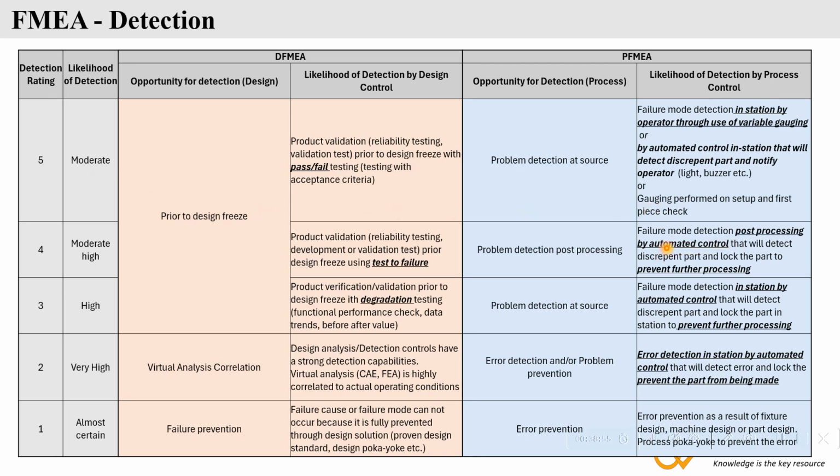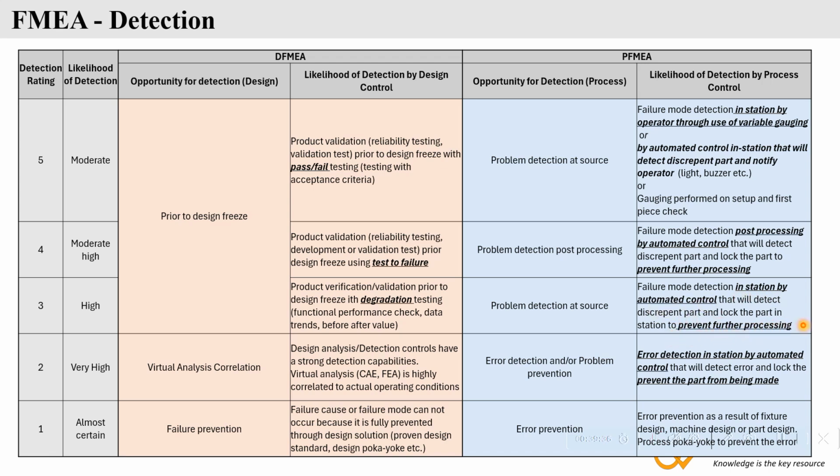Failure mode detection post processing by automated control that will detect discrepant part and lock the part to prevent further processing. So here automated control is there but post processing, and it is preventing further processing. So the rating is 4. Failure mode detection in station by automated control that will detect discrepant part and lock the part in station to prevent further processing. So earlier it was post processing detection by automated control and preventing further processing. When the detection rating is 3, it is in station detection by automated control and preventing further processing.